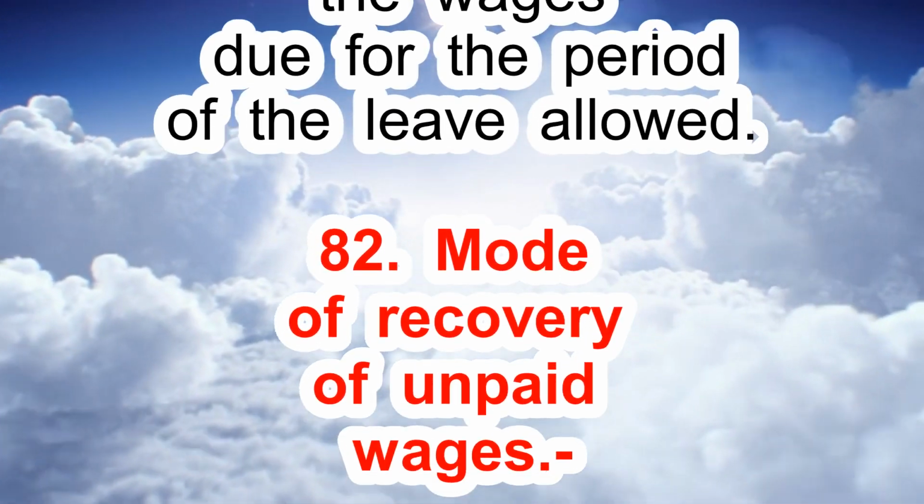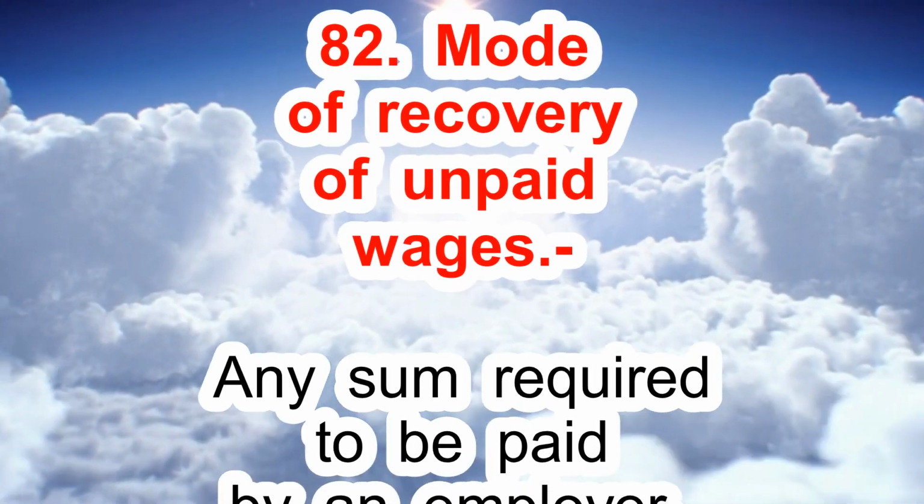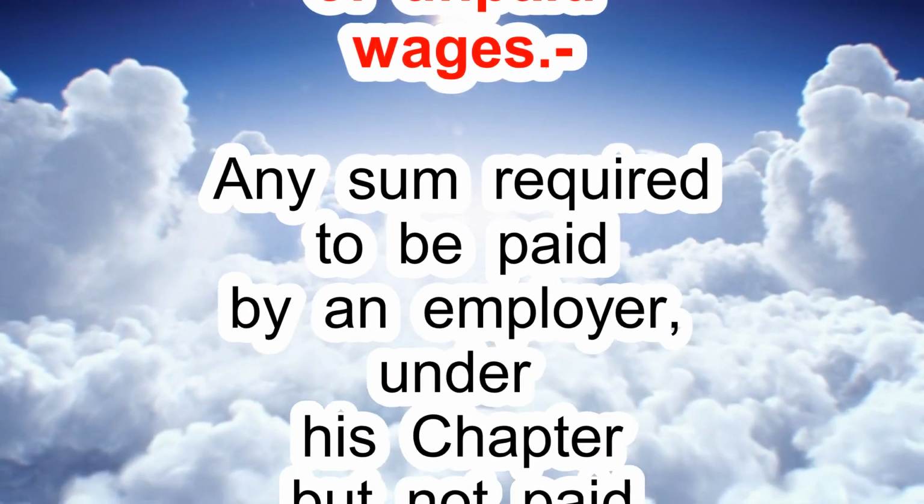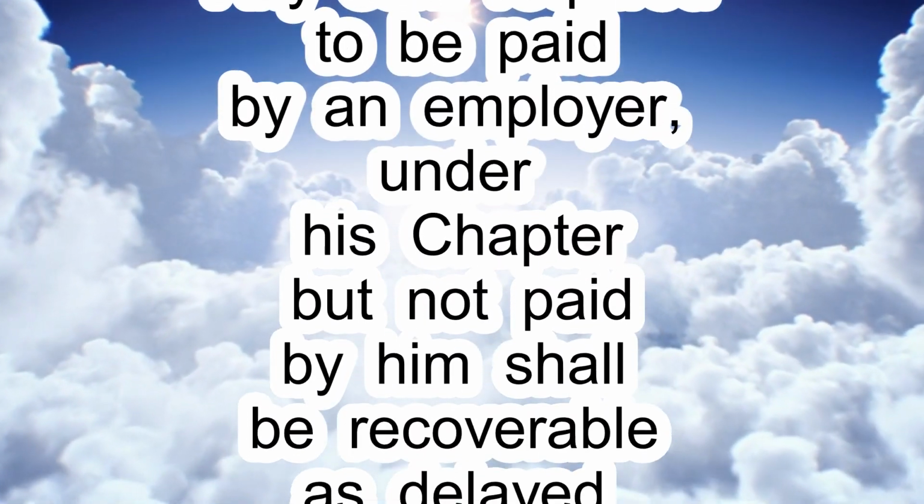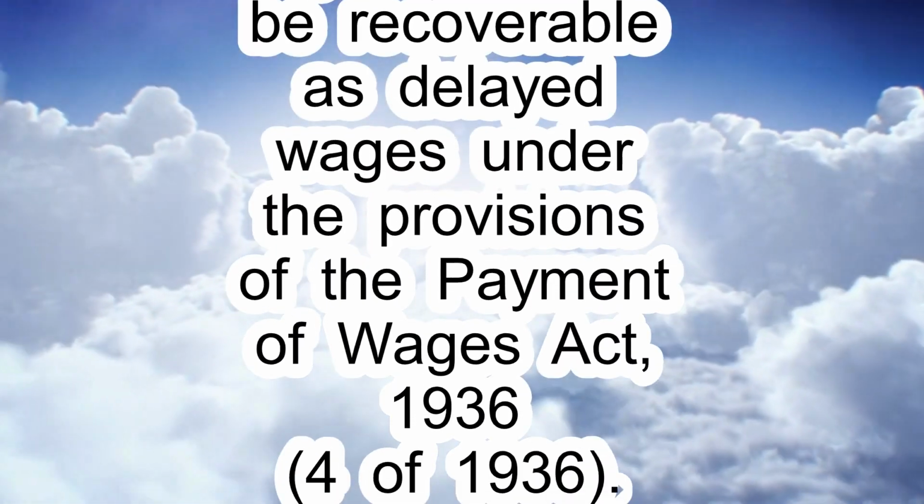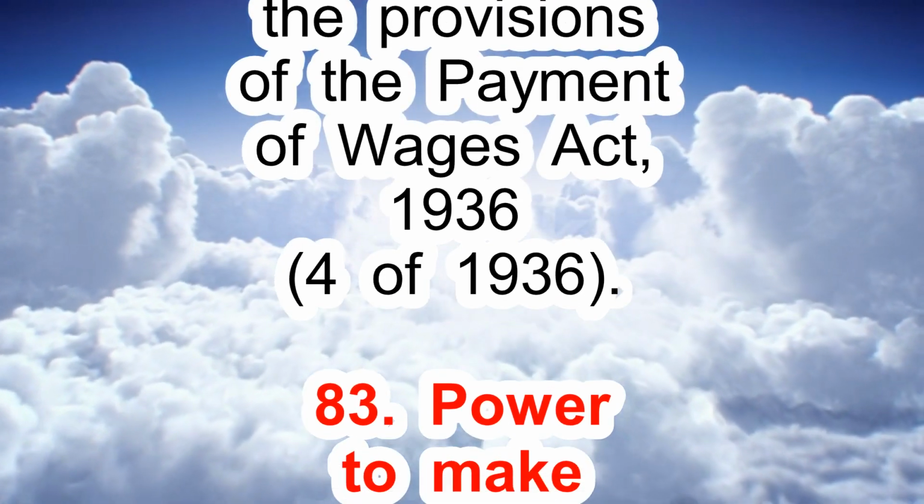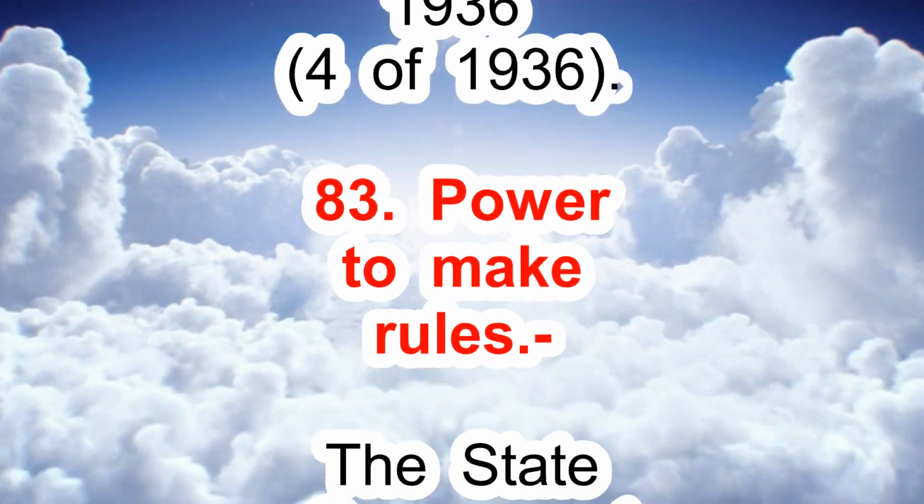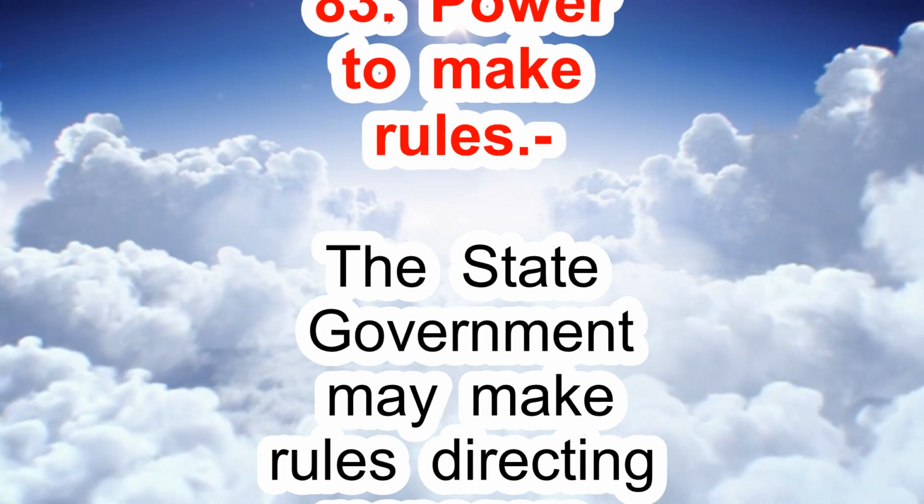82. Mode of recovery of unpaid wages. Any sum required to be paid by an employer under this chapter but not paid by him shall be recoverable as delayed wages under the provisions of the Payment of Wages Act, 1936, 4 of 1936.